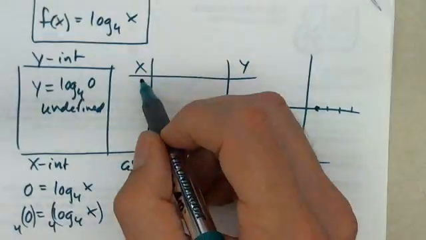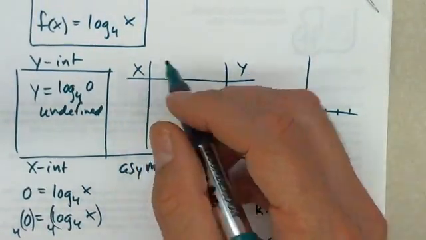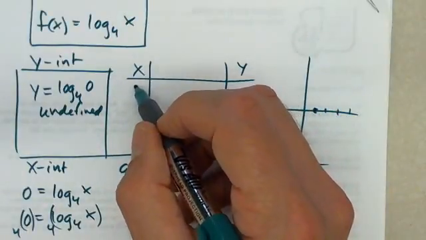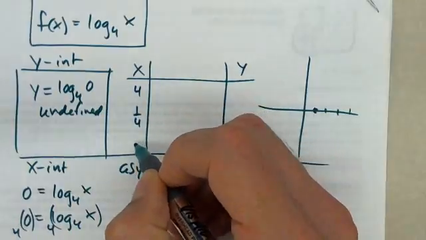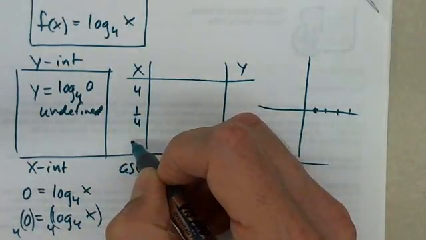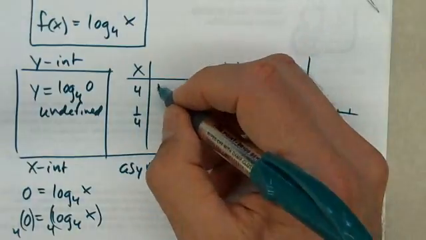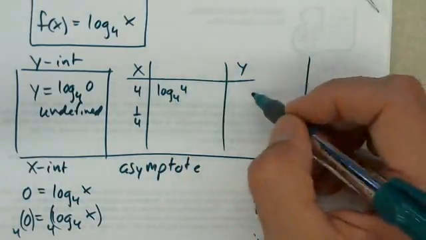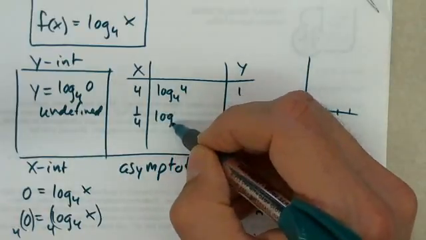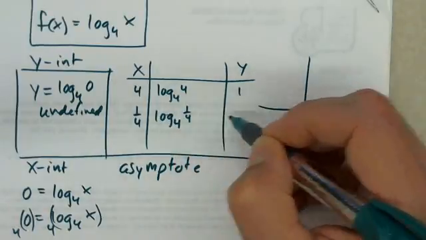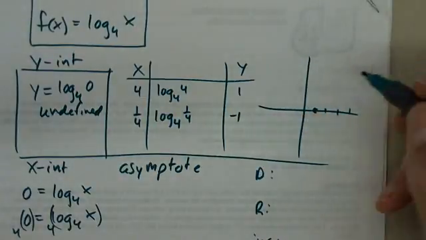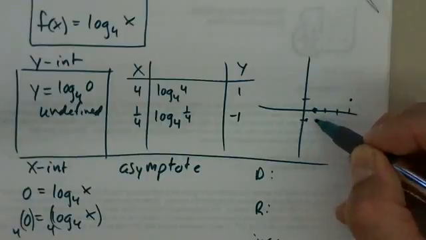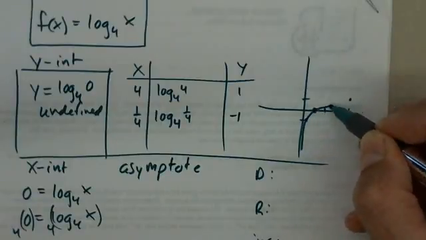And let's make some good choices for x. If it's log base 4, we already have x equals 1. So let's try a 4, 1/4, and that should be enough. Log base 4 of 4. To what power do we raise 4 to get 4? To what power do we raise 4 to get 1/4? -1. So at 4, we go to 1. At 1/4, we go to -1. And then we can see the shape.